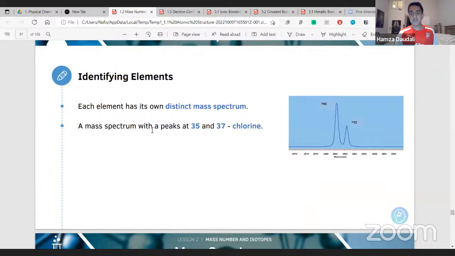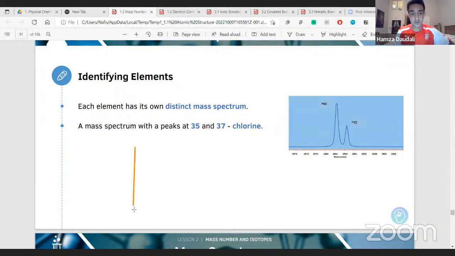Each element has its own distinct mass spectrum. A mass spectrum with peaks at 35 and 37 is chlorine. Now, you've asked a good question, Peter. What about diatomic combinations such as Cl-37 bonded with Cl-35, or Cl-35 and Cl-35? They would all have their own peak on the mass spectrum. No, you are absolutely correct.